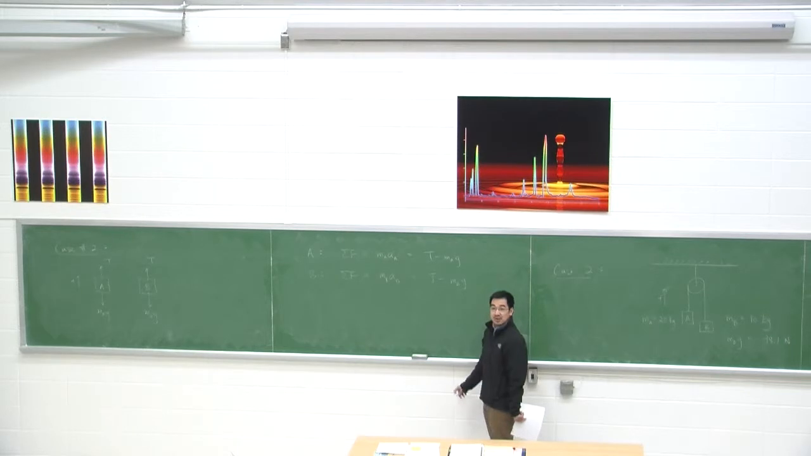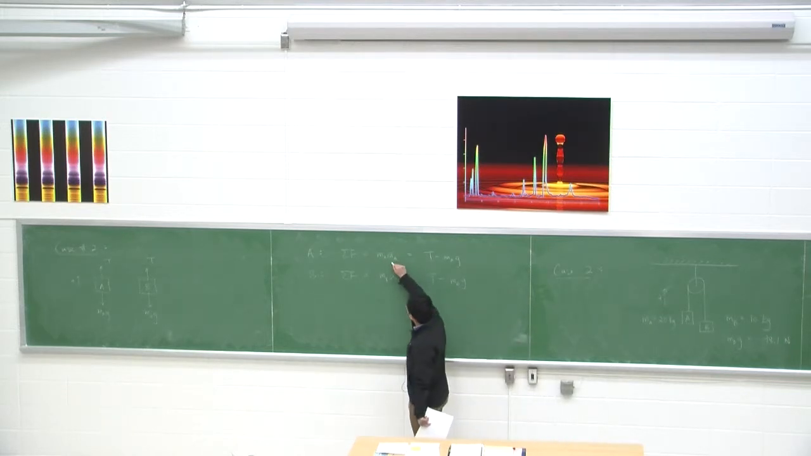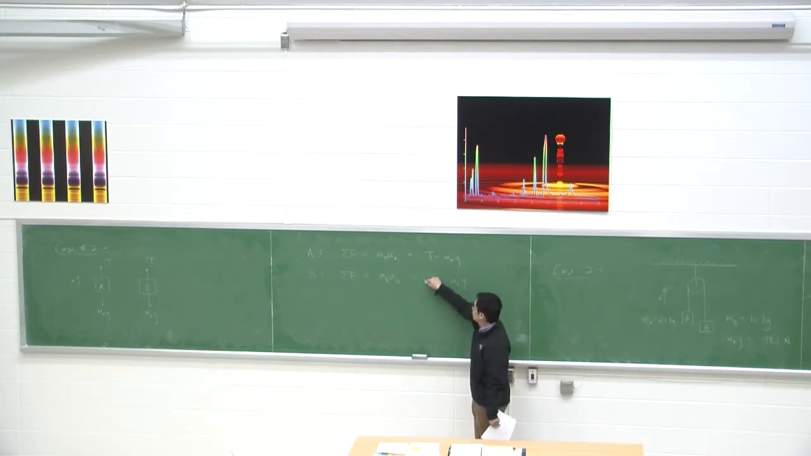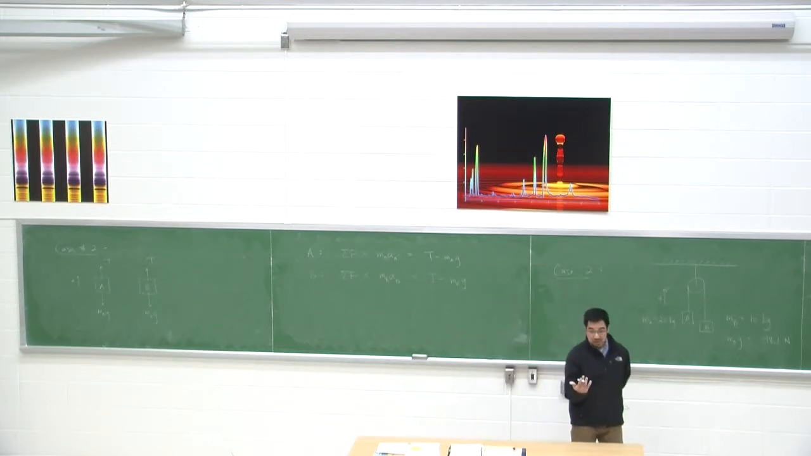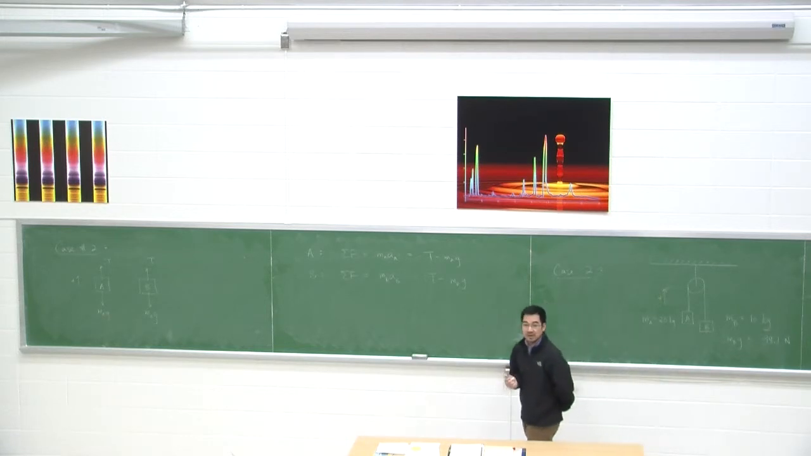How many unknowns do we have? Looks to me like we don't know AA, AB, and we also don't know T. So we've got three unknowns and only two equations. We need to find a third equation somehow. Anybody know how we can find a third equation?